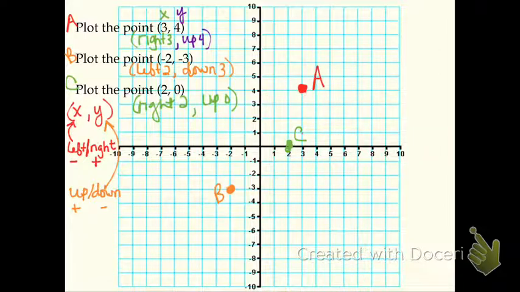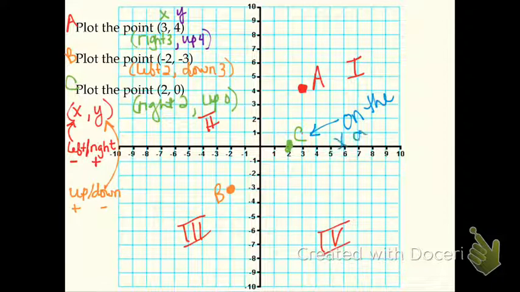So letter A, that's in quadrant 1. We had no points over in quadrant 2. Letter B, that point was in quadrant 3. We had no points in quadrant 4. And then C is not really in a quadrant. If you were to ask to describe where point C was, you would say that it is on the x-axis between the first and fourth quadrant.